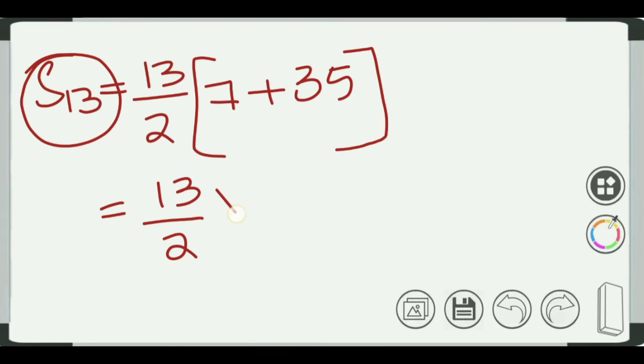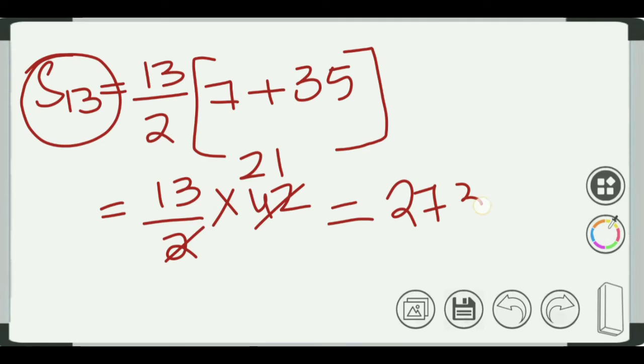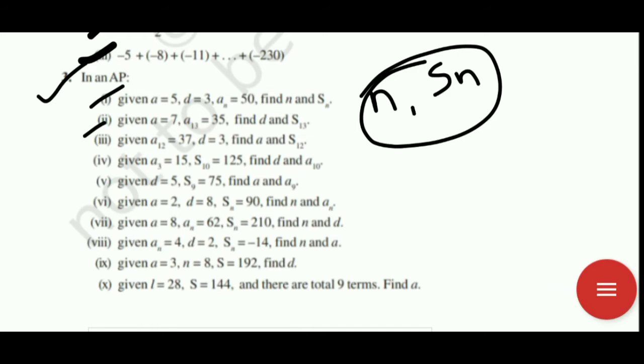13 by 2 into 35 plus 7 is 42. 21 into 13 is what? 273. This is your answer. So the same way you can find everything.